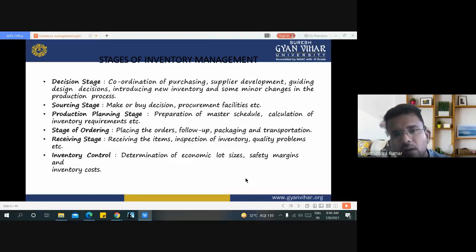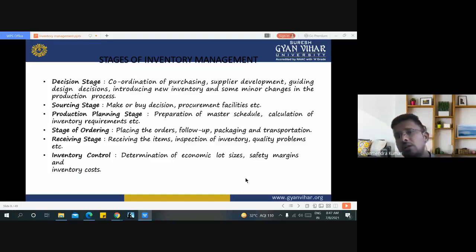Inventory control: determination of economic lot size, safety margin and inventory cost. Here the last point describes the benefits, how much quantity we have to order from any vendor, so that this is beneficial for our company, or this is a cost cutting process. This is also known as the cost cutting process of any company, like economic lot size. This is the overall stages from beginning to end.